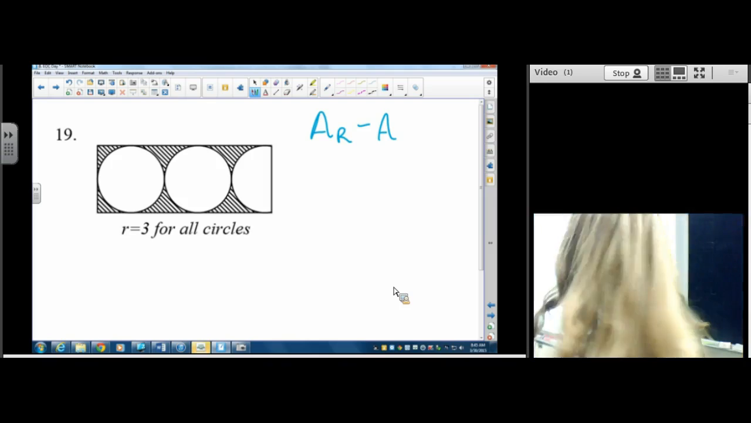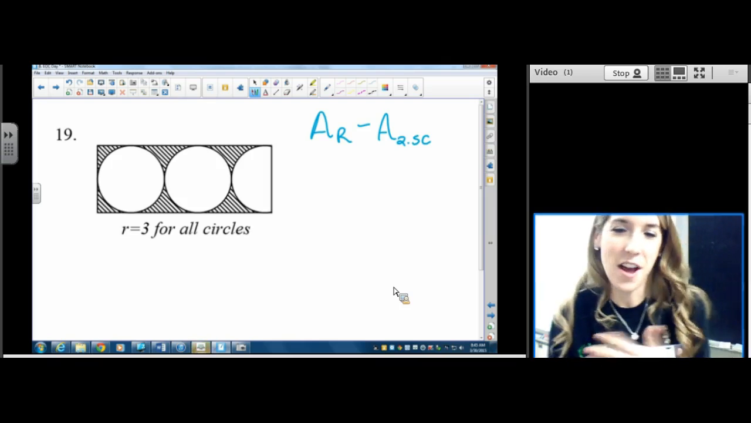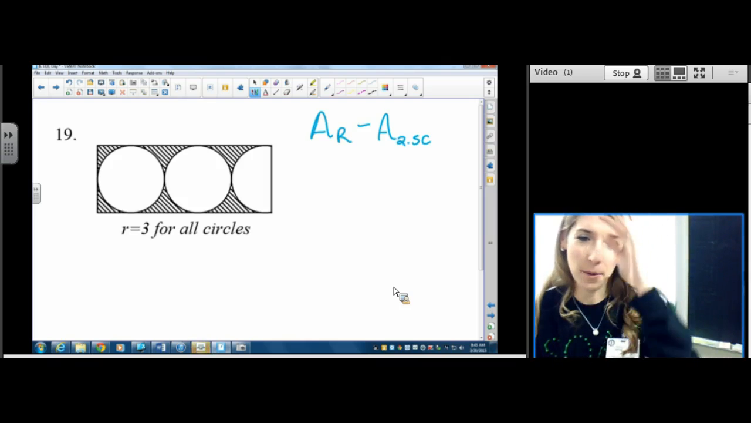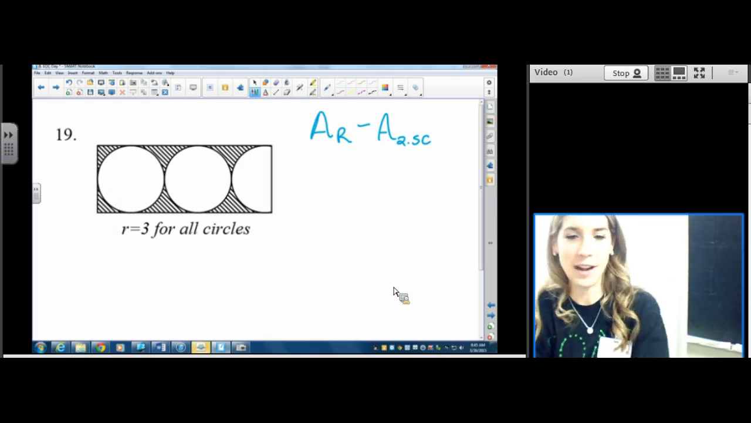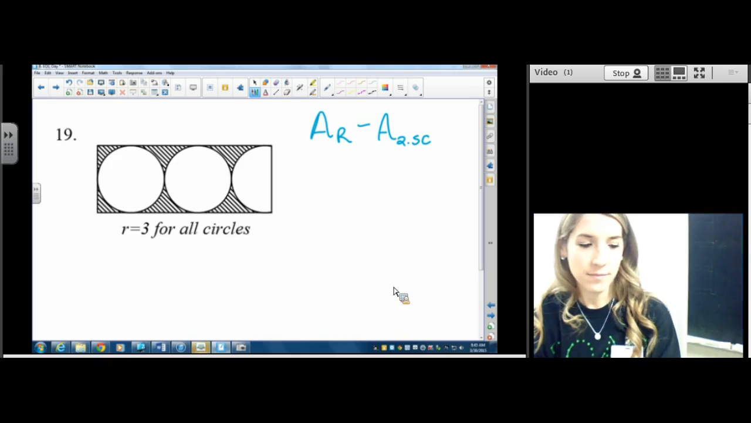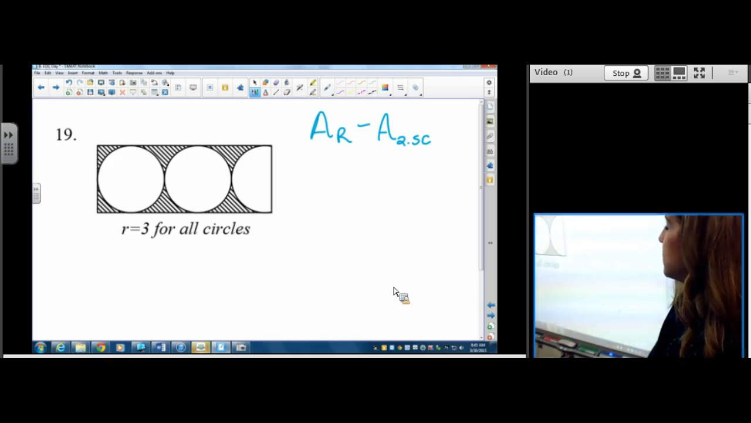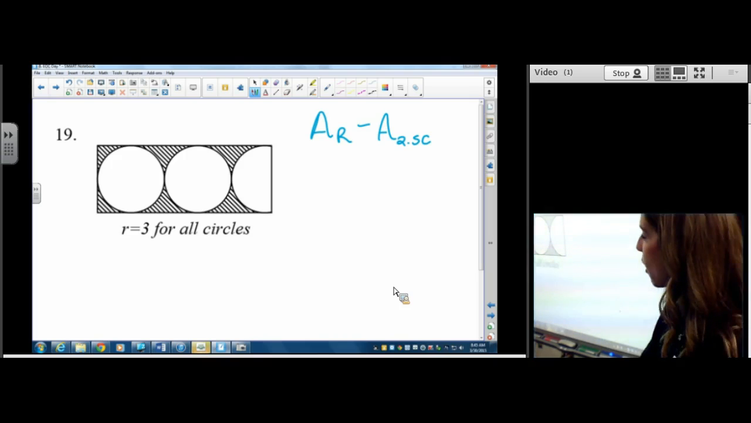Yeah. So you can put 2.5 circles if you want. It's not like I'm going to grade your strategy. I always write the strategy at the top. That part won't be graded. You can write it however you want, 2.5, 5/2, however you want to phrase that for sure. Okay, so the radius is 3 for all circles.